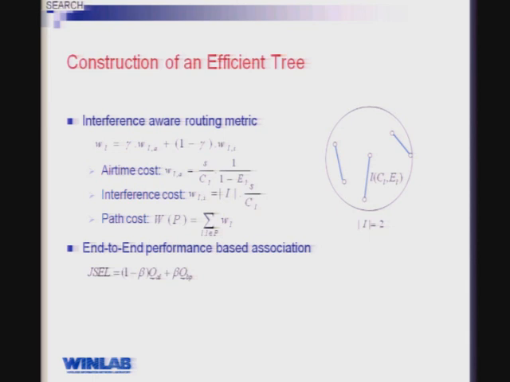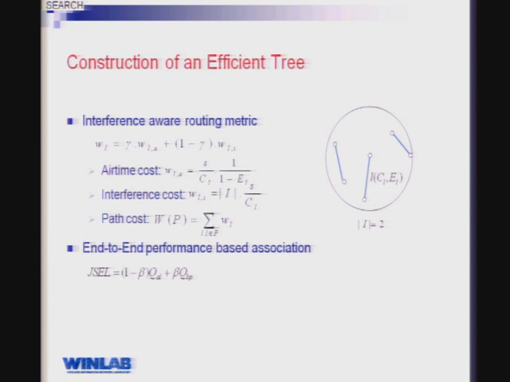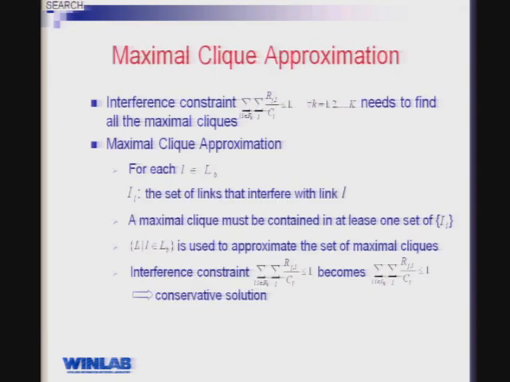So the path cost is just the sum of the cost of the links constituting the path. And for the association, we just use the end-to-end performance-based association we have just proposed, so I do not repeat it here.